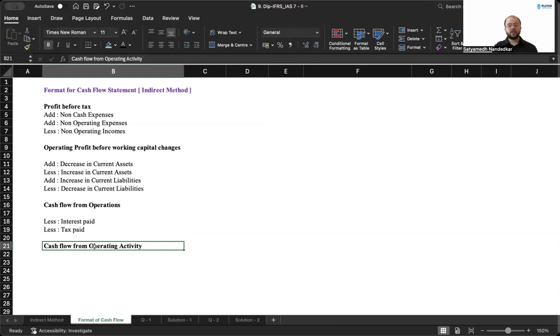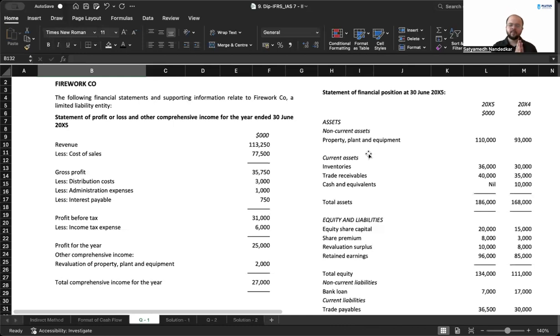Now, after this, we are going to do two full length questions which deal with cash flow from operating activity, or rather the entire cash flow statement to begin with. Let's have a look at the first question. This is a proper full length question which requires you to prepare a cash flow statement. All three activities, operating, investing, financing, have to be considered.